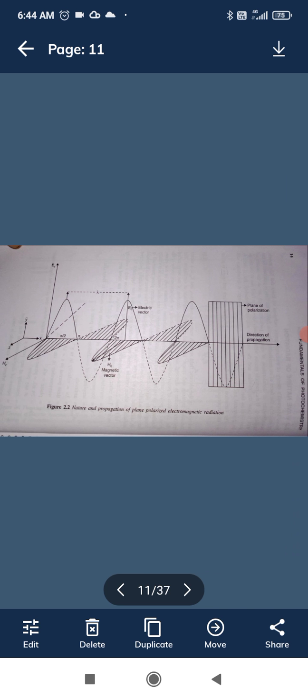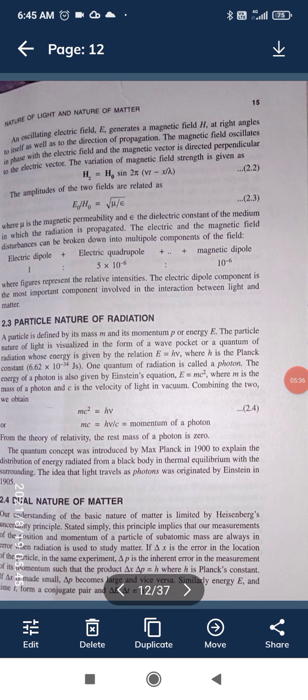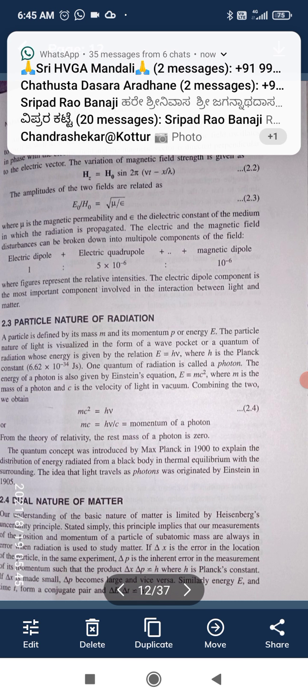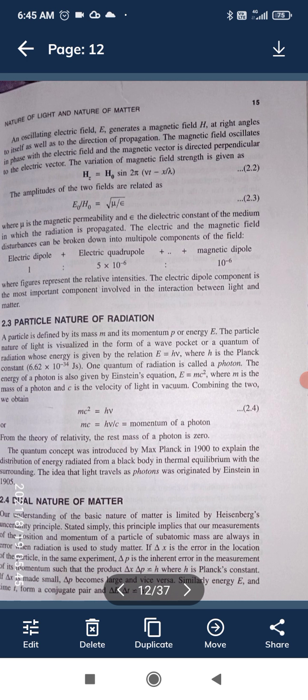The amplitudes of the two fields are also related as H naught equals E naught times the square root of epsilon by mu, where mu is the magnetic permeability and epsilon is the dielectric constant of the medium in which the radiation is propagated.